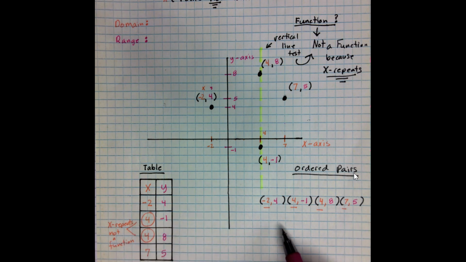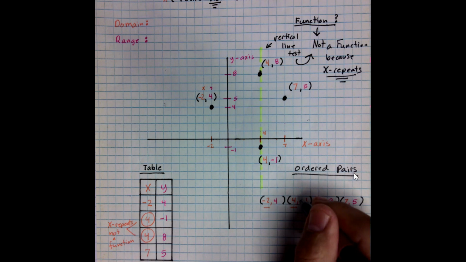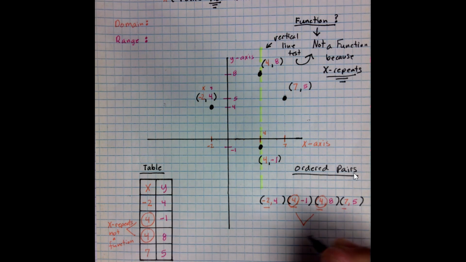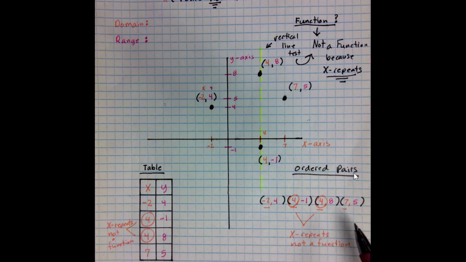On the other hand, over here, if we're looking at the ordered pairs, if you just look at the x values, you can see that we have this 4 and we had this 4. So once again, x repeats. So it's not a function. Now, of course, the vertical line test proved that it wasn't a function, but depending on your test or your assessment or your classwork, they may give you ordered pairs, they may give you a table, or they could give you a graph.